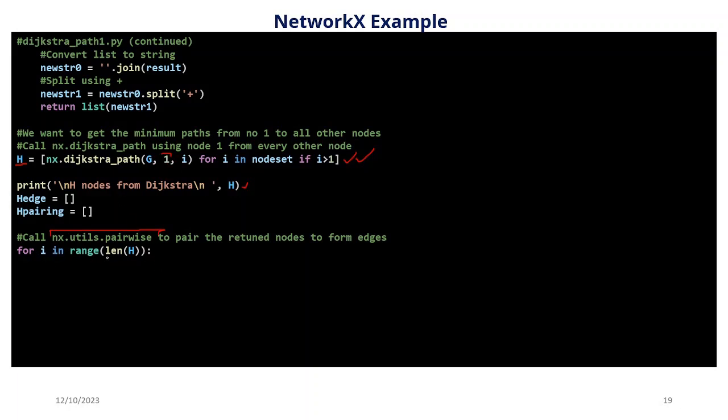So we say for i in range len h, whatever was returned from Dijkstra, we create a variable, and then we will call this function pairwise to pair the nodes. Every time it pairs, it puts these braces around them which we want to remove. We'll convert it to a list and we'll convert it to a string. If you don't do this, you are going to get some hex data that is not really meaningful when you look at it.